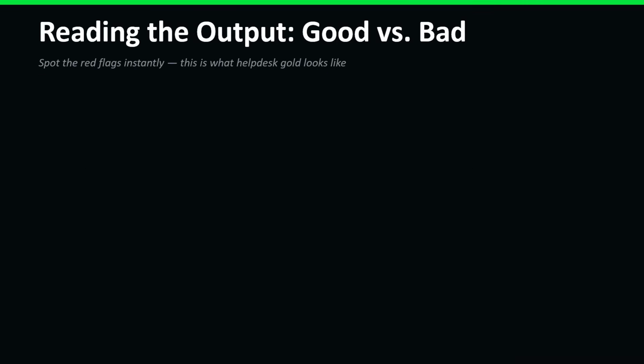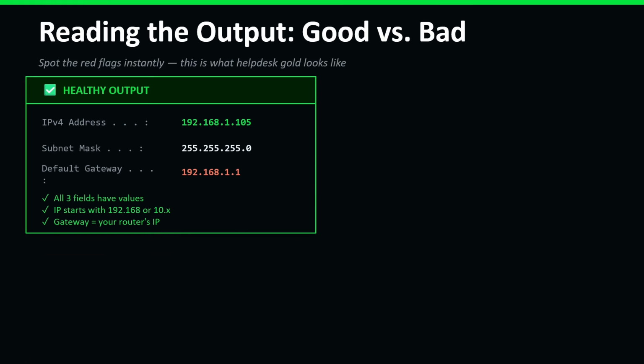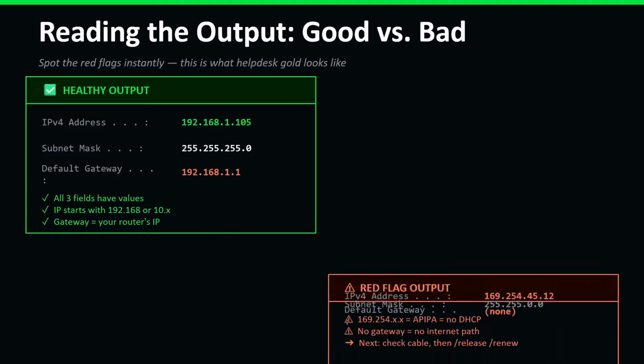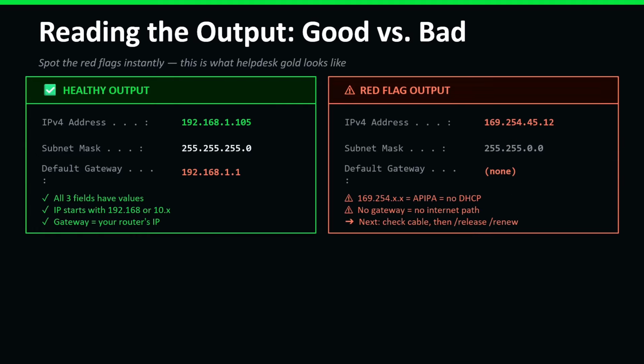Now, the real skill with IPCONFIG isn't just running it, it's reading the output and knowing what all it's saying. So let me show you a healthy versus a broken version. On the left side is a perfect version. You've got a 192.168 address, a subnet mask, and a gateway. The person here is connected, and there's really nothing to fix. Whereas on the right side, it's basically Problem City.